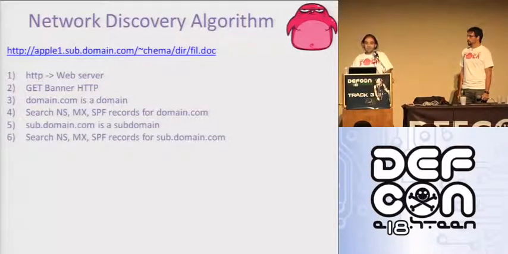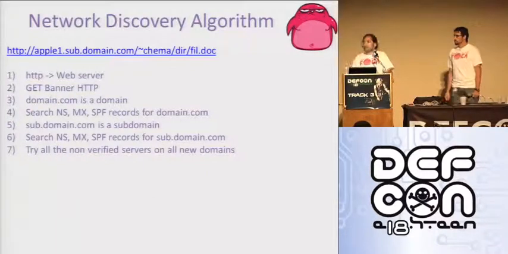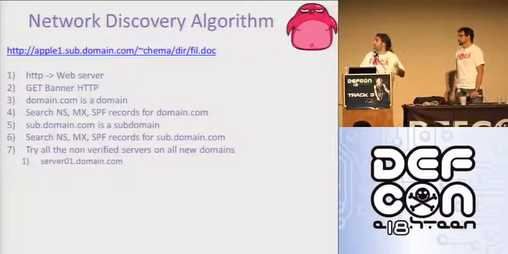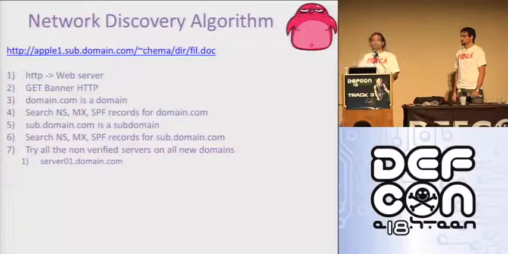We can try to discover more IP addresses of the internal servers and try to verify all the non-allocated servers that we discover with the metadata. So if we discover that there is a printer at //server01/printer1, we can try to discover if server1 is in server1domain.com or server1subdomain.com.